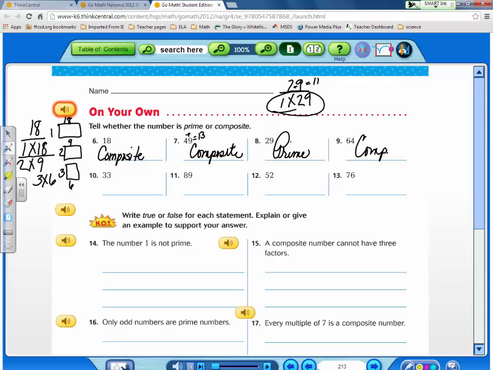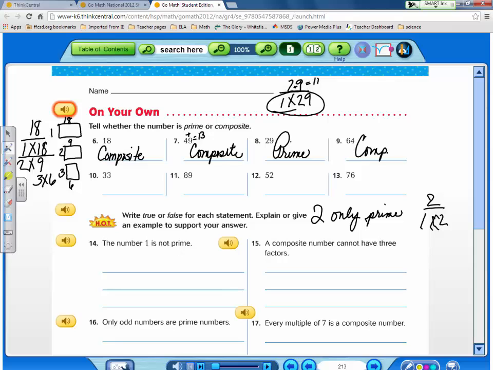Now this even number situation is only true except for the number 2. The number 2 is the only prime number there is that is even. And I know that because the only way to make it is 1 times 2. Every other even number will also have 2 as a factor, so that makes it composite.